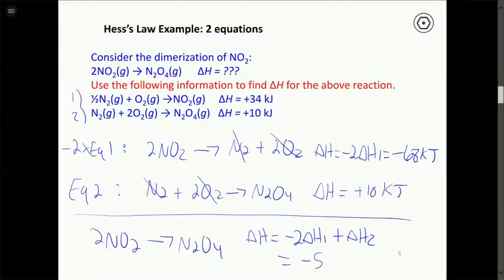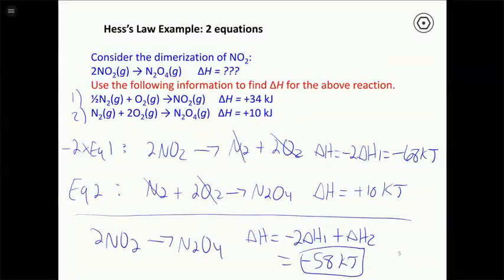So these types of problems are in some ways kind of like doing a puzzle. You have to figure out how to piece together the given reactions to get the correct form of the chemical equation that you're interested in, and then use the properties of delta H and add those together appropriately to get the overall delta H for that reaction that we're trying to find delta H for.